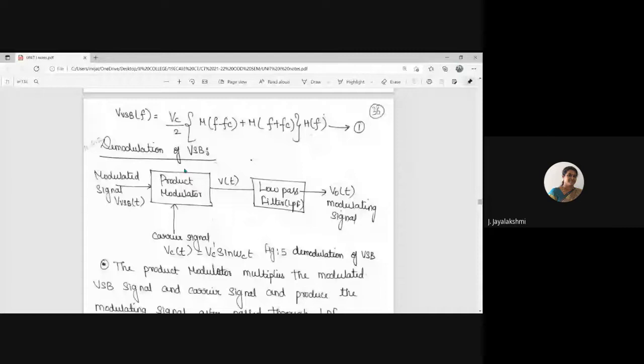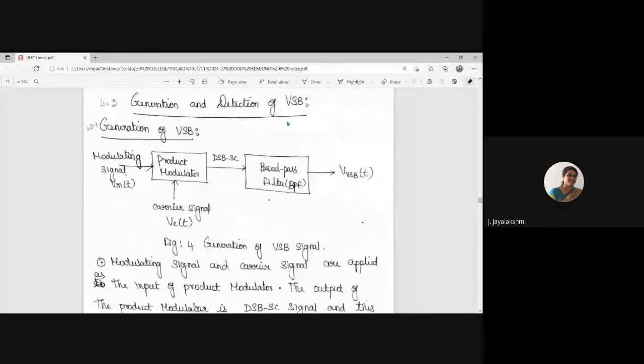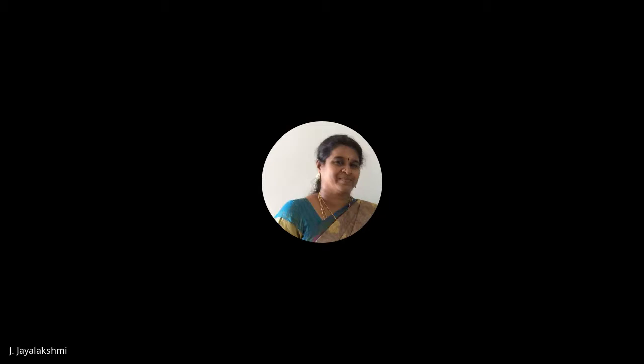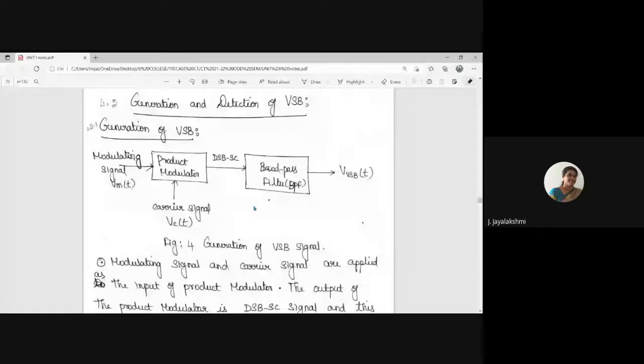Okay, now we'll see the generation and detection of vestigial sideband. So already we have the vestigial sideband. Vestigial sideband has part of one sideband suppressed, with a very small portion of the low frequency component and a major portion of the high frequency component, so that it can process both the speech signal as well as the video signal. How you can do this is you should make use of a product modulator.